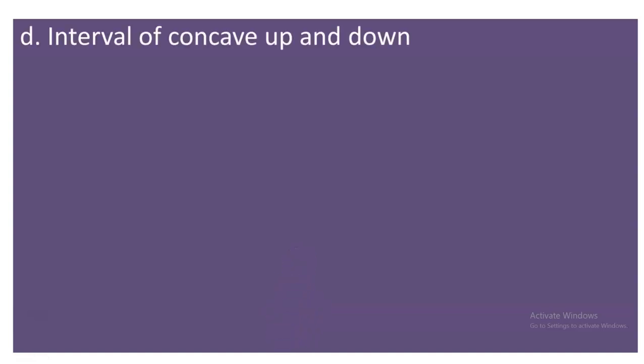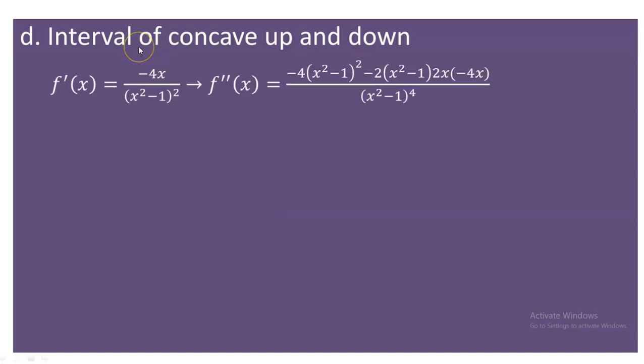Now comes the case of D, and that is the interval of concave up and concave down. And this is basically obtained by carrying out the second derivative of the function. And we knew that the first derivative is this, so again applying the quotient rule, the second derivative can be obtained. So as you are applying the second derivative using the quotient rule, again the derivative of minus 4x is negative 4, and you will take this as it is, x squared minus 1 the whole squared.